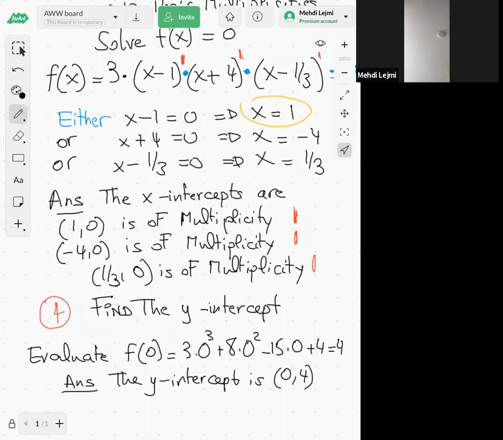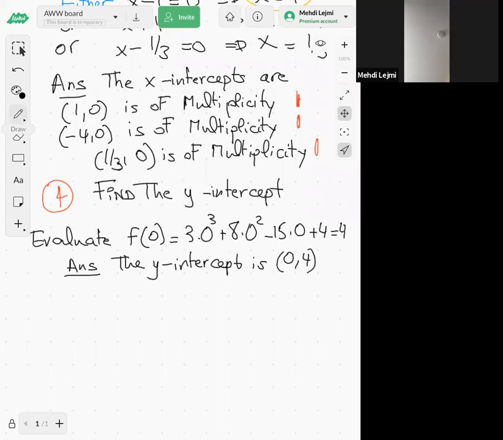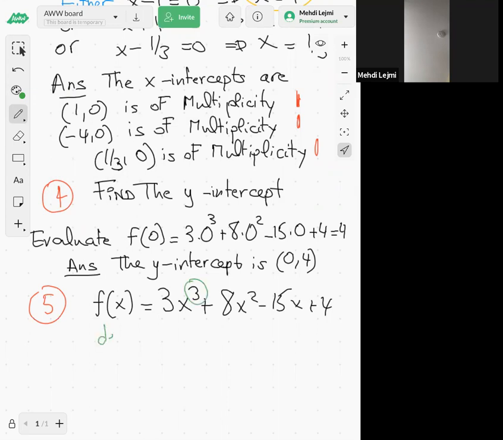What else? Next, we have to determine the behavior of f of x at infinity. We did this, I guess, 2 weeks ago or last Monday. So for the behavior at infinity, your f of x is 3x cubed plus 8x squared minus 15x plus 4. So the degree is equal to 3 and is odd. And the leading coefficient, the number in front of x cubed, the highest power of x, is 3, and so it's positive.